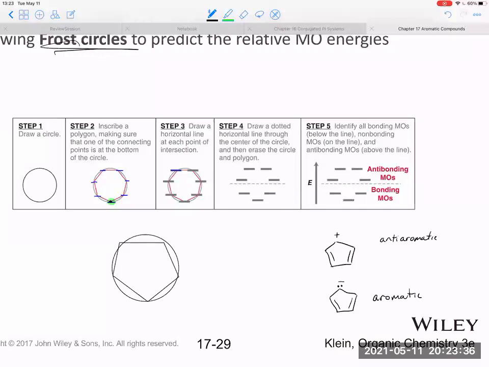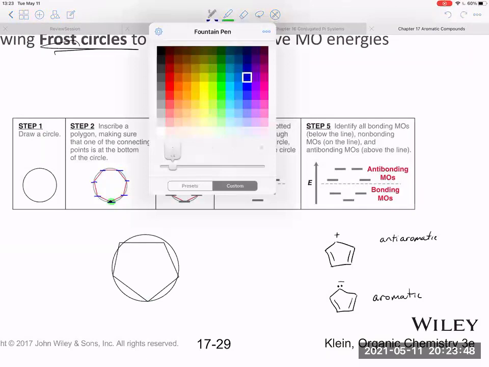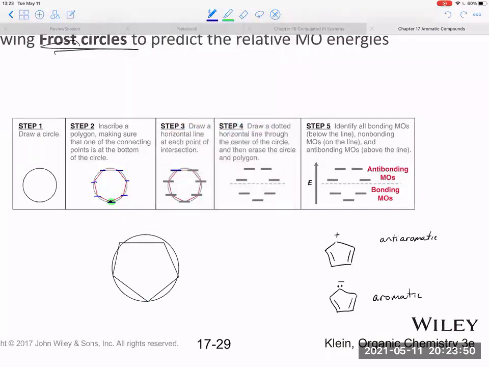All right, so I have my pentagon inscribed in my circle. Again, important that the point is pointed down. It's kind of terribly drawn here, but where the corners of my pentagon intersect with the circle, these are now my energy levels. This is what this whole deal represents: we have energy on our y-axis increasing.